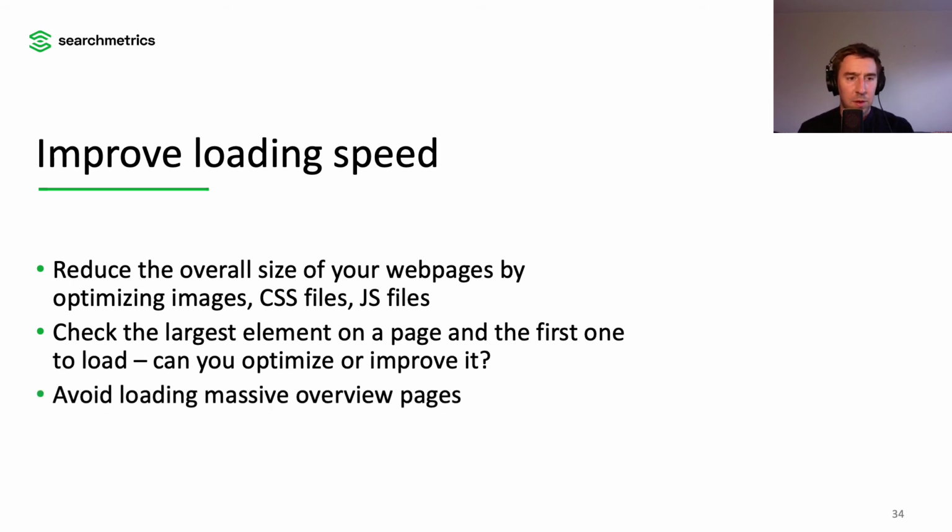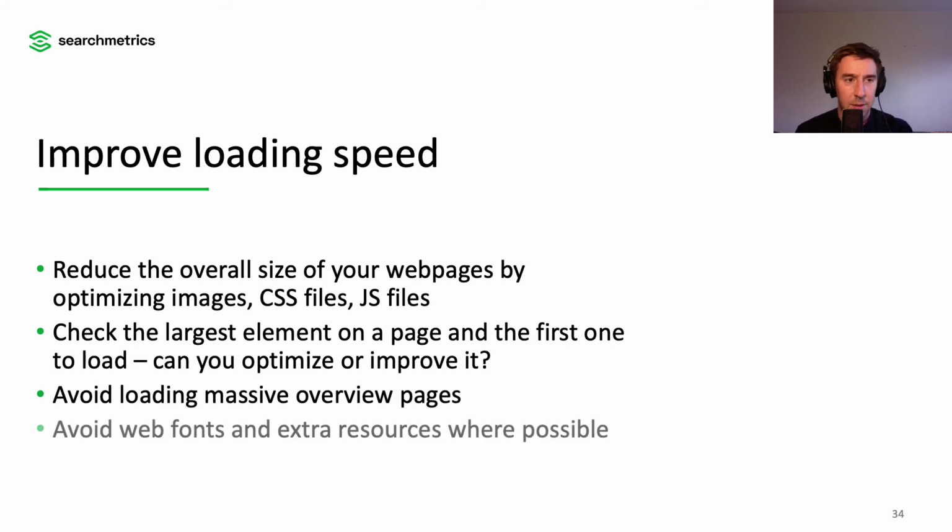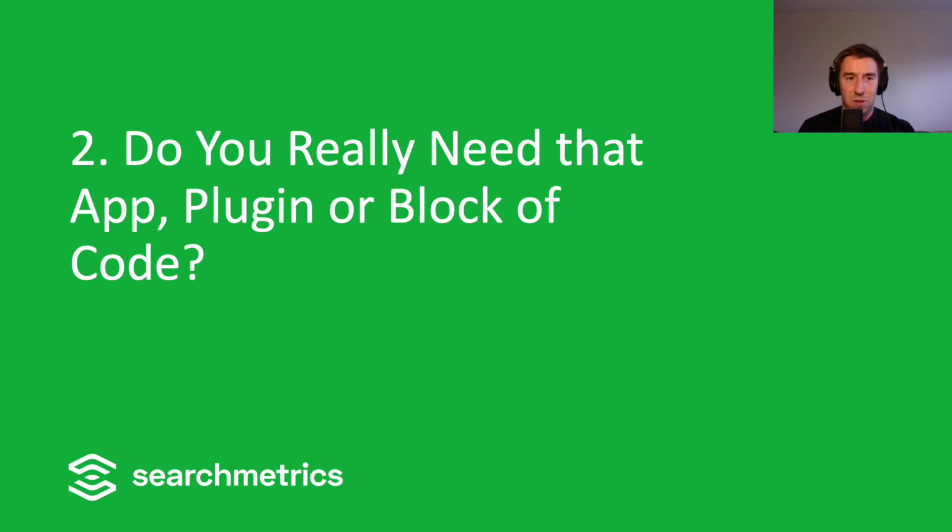Okay. Avoid loading massive overview pages. If you have thousands of products, consider loading the first 15 relevant ones and lazy loading the rest. Or redirecting a user to another category page so that you keep the overall page size down. Okay, avoid web fonts and any extra resources where possible. Number 2, the big question: do you really need that app, plugin, or block of code? Many times you'll say yes, but there is a use case where I would recommend you have a look.